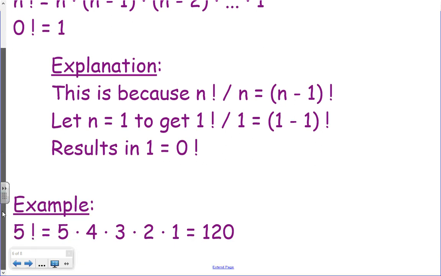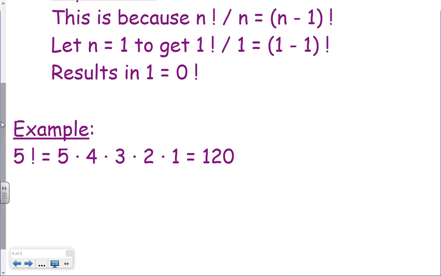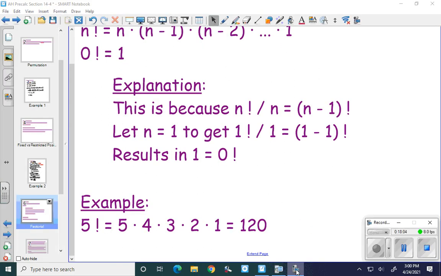So for example, I want to find out what 5 factorial is equal to. 5 factorial is equal to 5 times 4 times 3 times 2 times 1. 5 times 4 is 20, times 3 is 60, times 2 is 120, times 1 is still 120. So 120 is 5 factorial. Now if you grab your calculator, you have a factorial button on your calculator. So go ahead and grab your calculator and let's check that out.